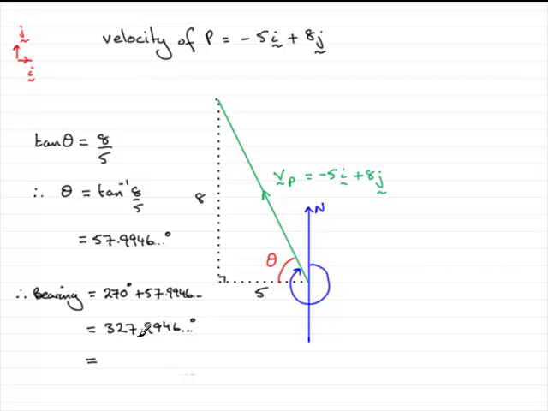And bearings are normally measured to 3 figures, so 3SF. This is going to be 328 degrees to 3 significant figures. Alright, so that brings us now to the end of this part of the question.